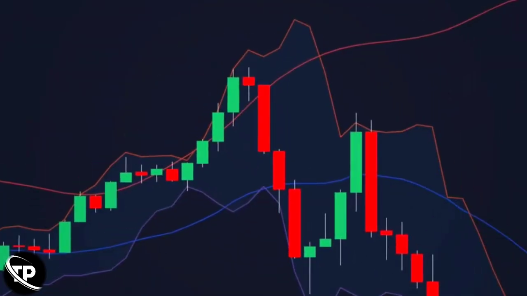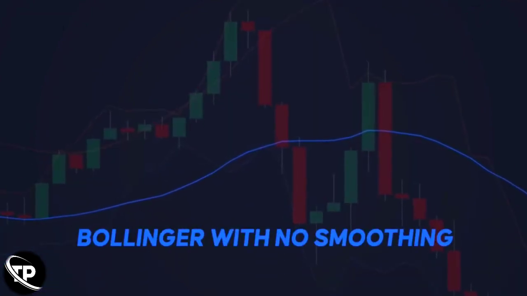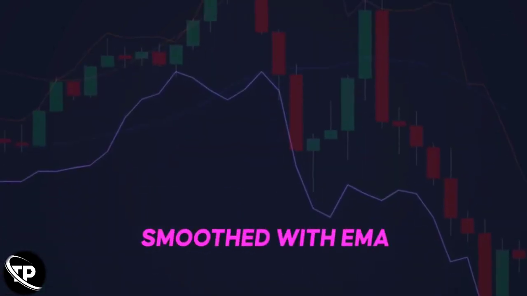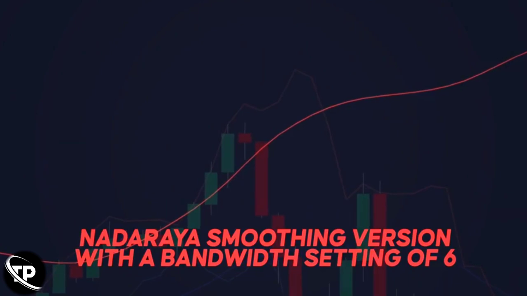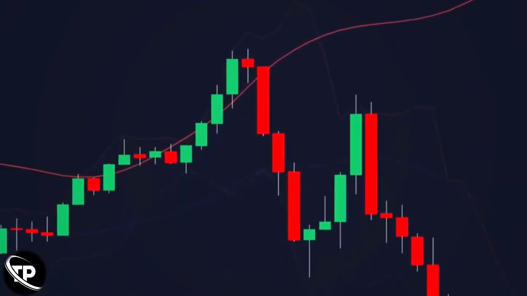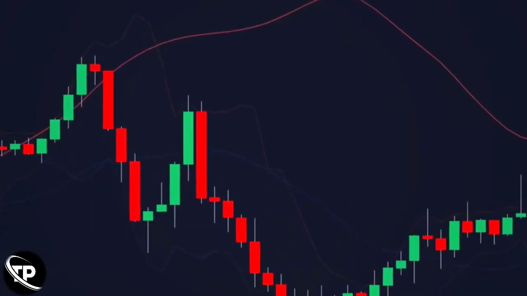Here's why that matters. In this chart, all the bands are built with similar offsets to match the original Bollinger Band shape. The blue line is the classic Bollinger with no smoothing at all. The orange line uses SMA smoothing. The purple is smoothed with EMA. And the red line is the Nadaraya smoothing version with a bandwidth setting of 6. Now, you'll notice something right away. The Nadaraya one is much smoother than the others, but it still fits price's movement just as closely.